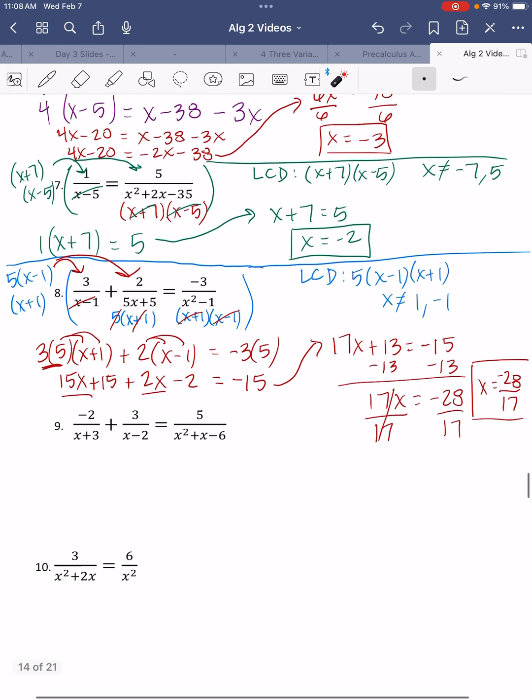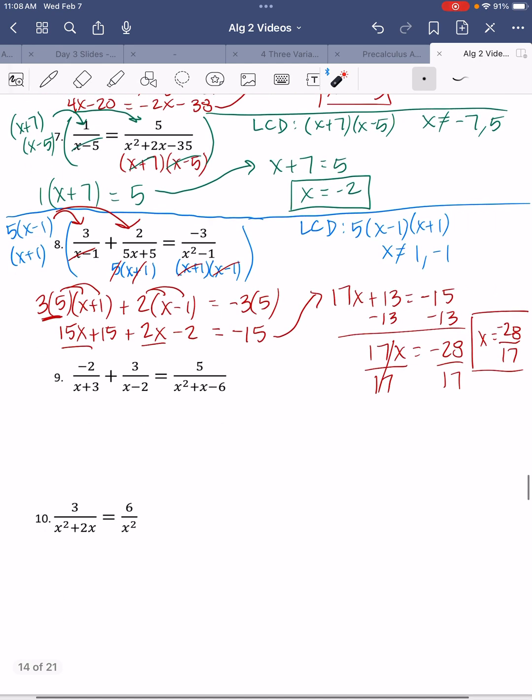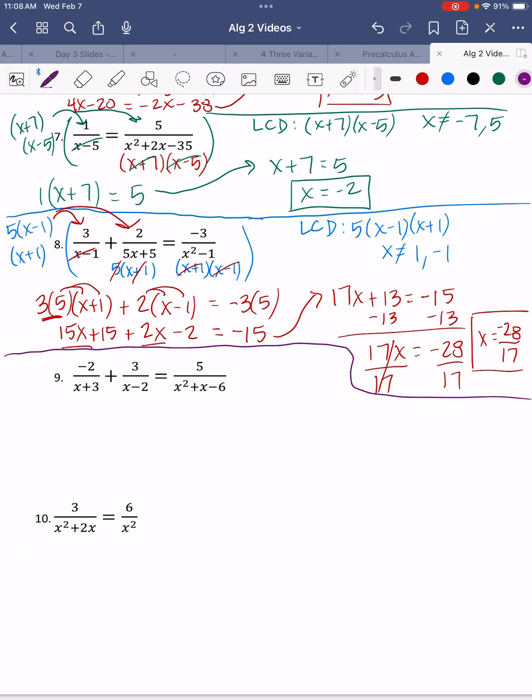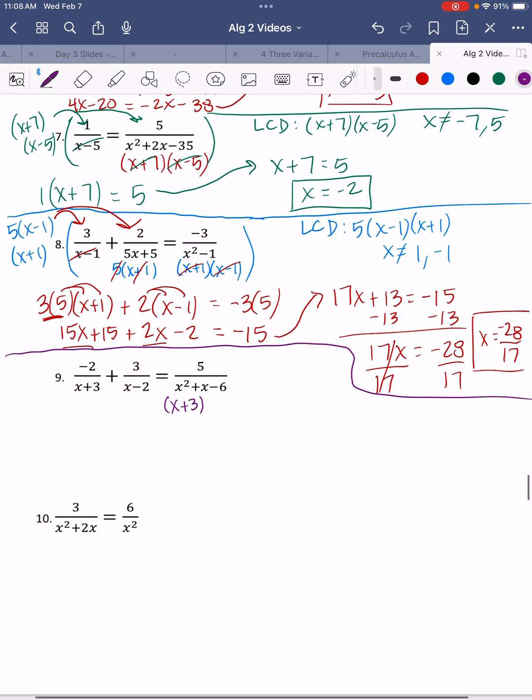So number 9, let's factor first. Hopefully these steps are becoming more familiar. And you can see it's just the same thing over and over. So it looks like I can factor this last fraction into x plus 3 and x minus 2, which will end up being my least common denominator. X cannot be -3 or 2.